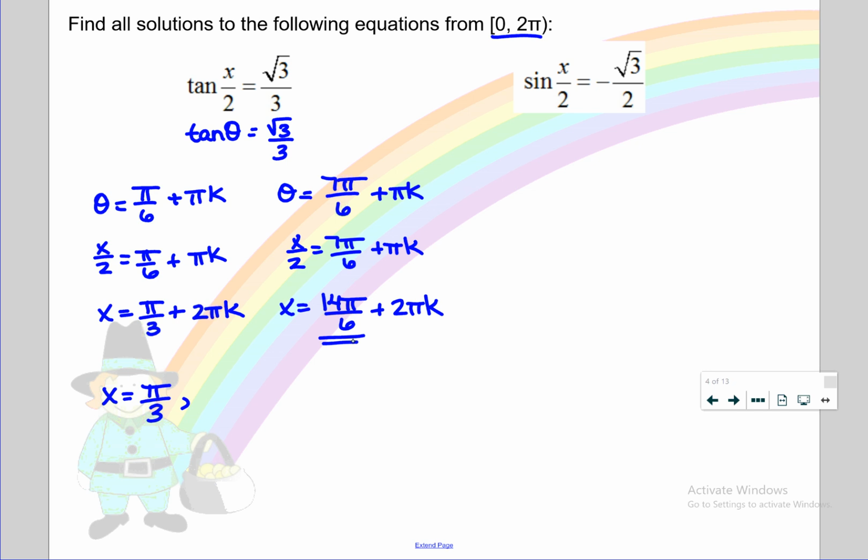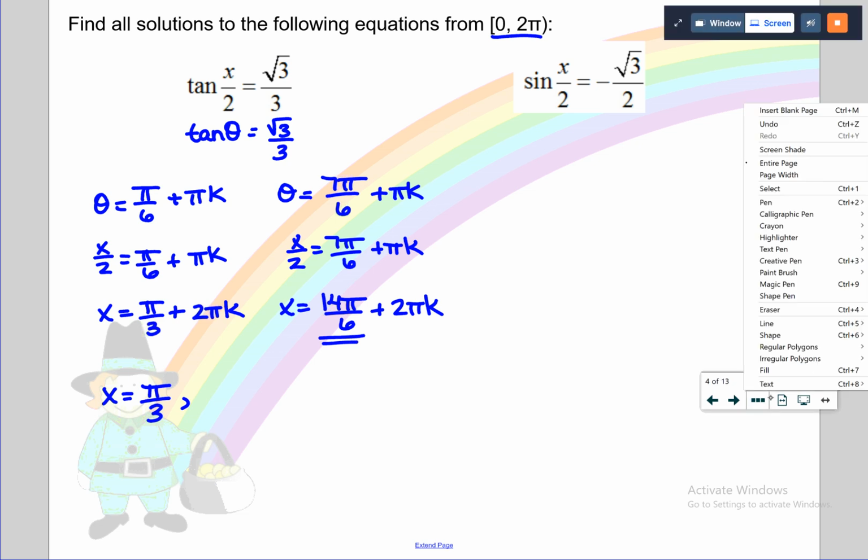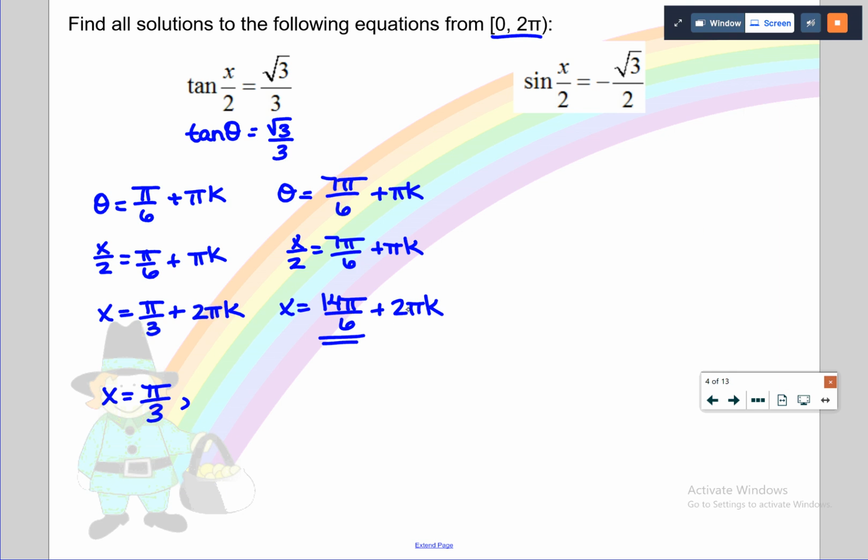Remember, k is an integer, though. It could be a negative number. You could take away 2 pi. If I do 14 pi over 6 and I take away 2 pi, what am I going to be left with? What's the common denominator there? It's going to be 12 pi over 6, right?